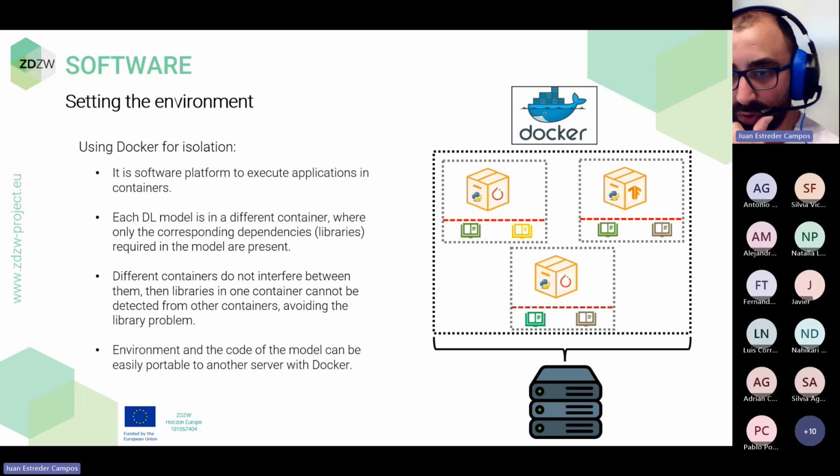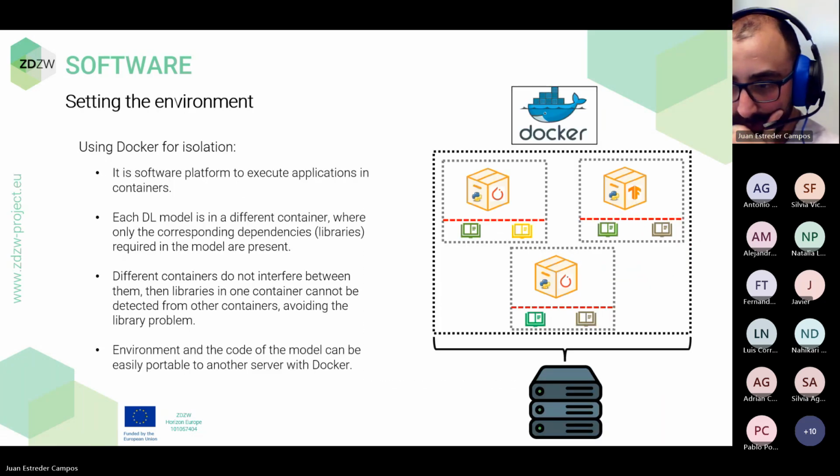One of the most common solutions in the CV lab is to employ Docker. Docker is a software platform that is used to execute containers. And a container is a unit of software that is used to isolate all your dependencies and all your code. So one model will be equivalent to one container and all its dependencies, isolated from the other models, avoiding the problem that we saw in the last slide.